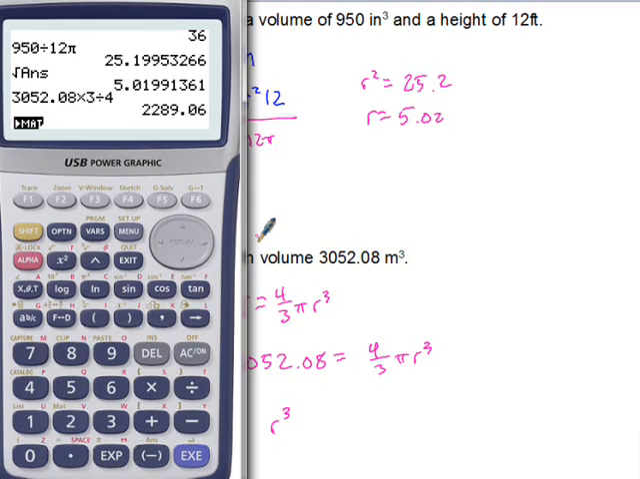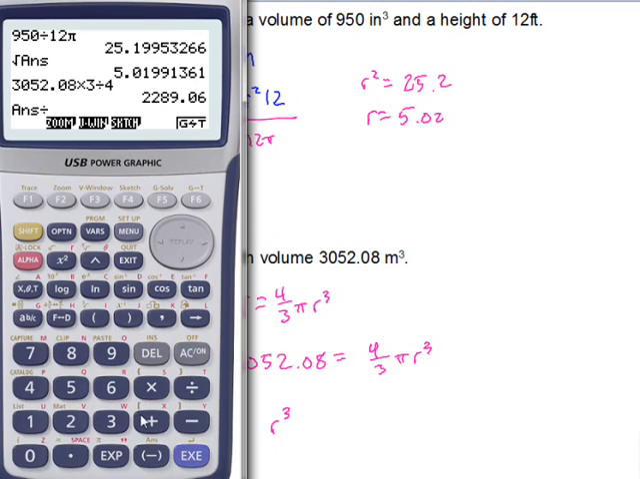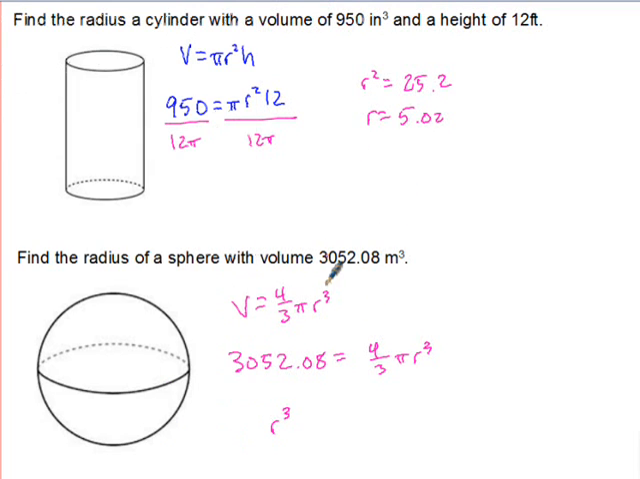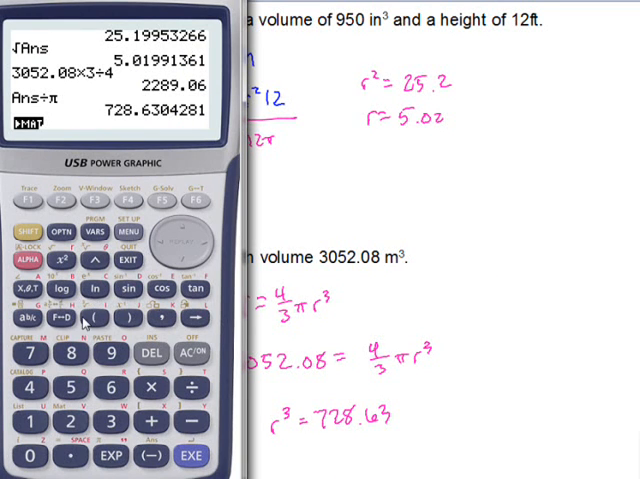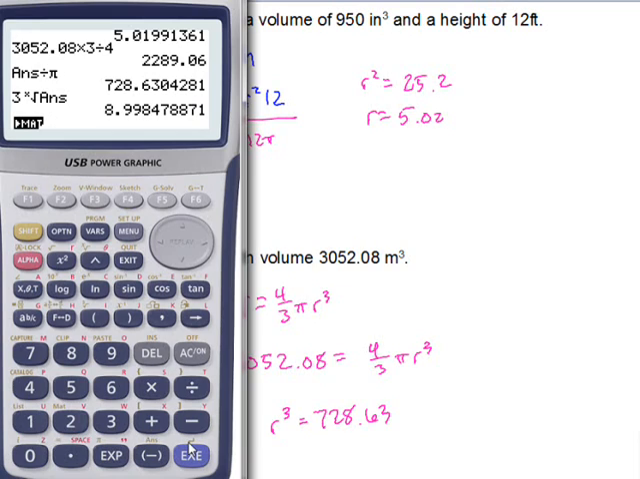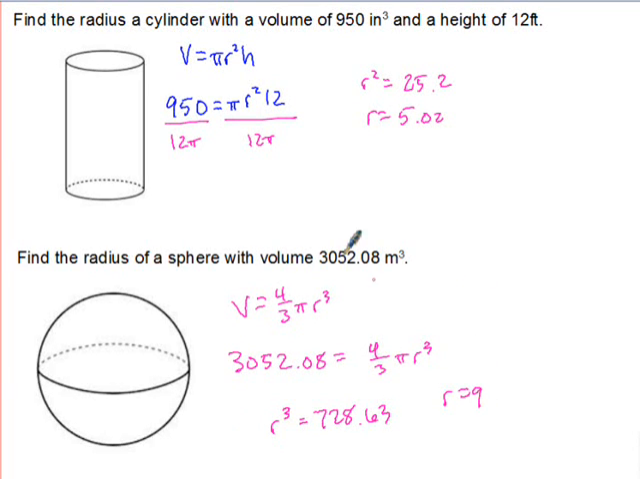And now I'm going to divide that by pi. And that leaves me with 728.63. And then cube root time. If you're on a calculator that doesn't have the one with the 3 on it, you can push 3, and then this little x radical, that just is saying that's the cube root. And then I'm going to use the answer. And that is about 8.99, or we'll call it 9. We'll say that r equals 9. All right.